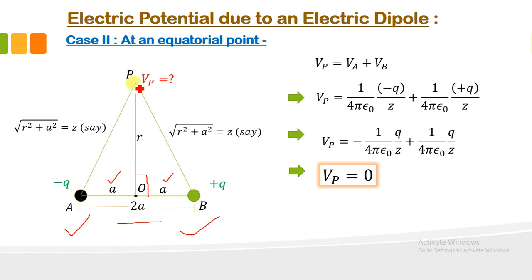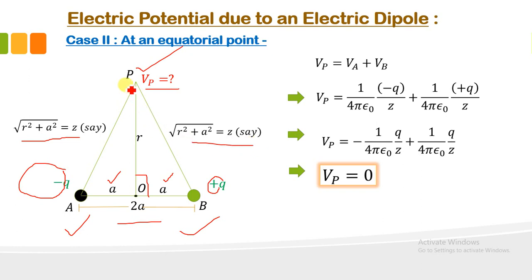So in order to find the electric potential at P, we first have to find the distance from minus q, that is AP, and the distance from plus q, that is BP. From Pythagoras theorem, it can simply be written as under root r square plus a square. Suppose it is z for the time being.